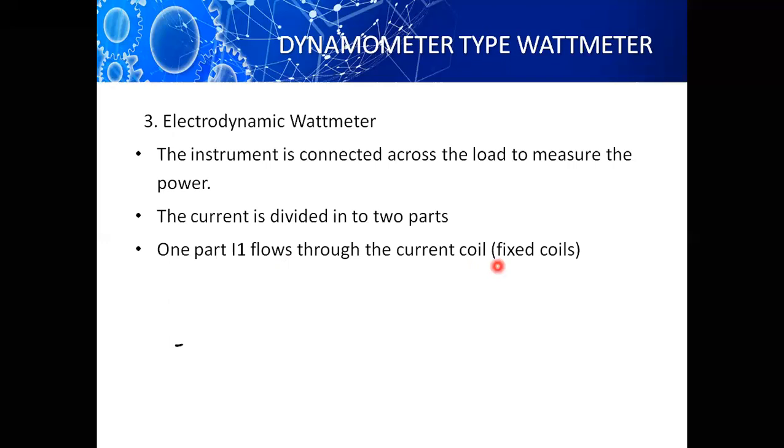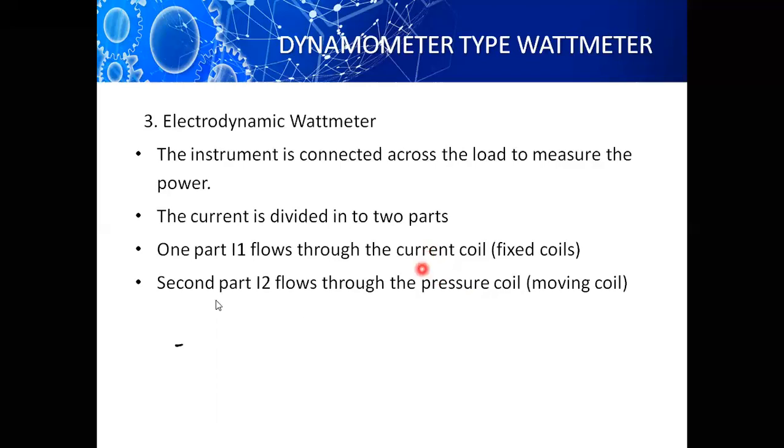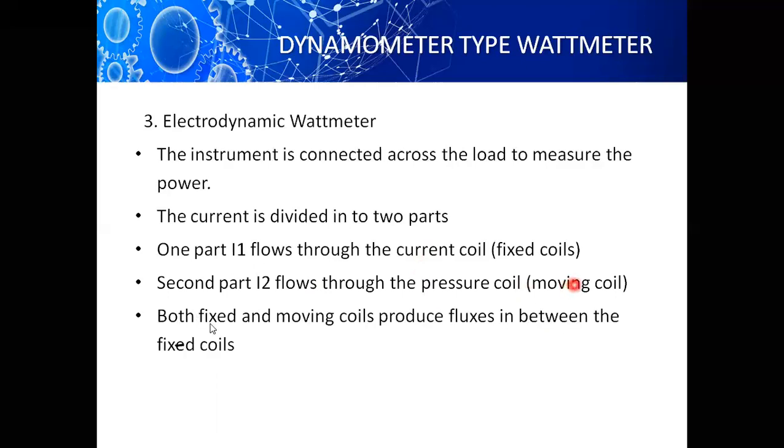Why? Because the current coil is made up of thick wire, and when a coil is made up of thick wire, it offers very less resistance. Hence, the current through the current coil is proportional to the current through the load, because it offers very less resistance. And then we have the second part, which is I2. It flows through the pressure coil or potential coil, which is nothing but our moving coil. And this is very less.